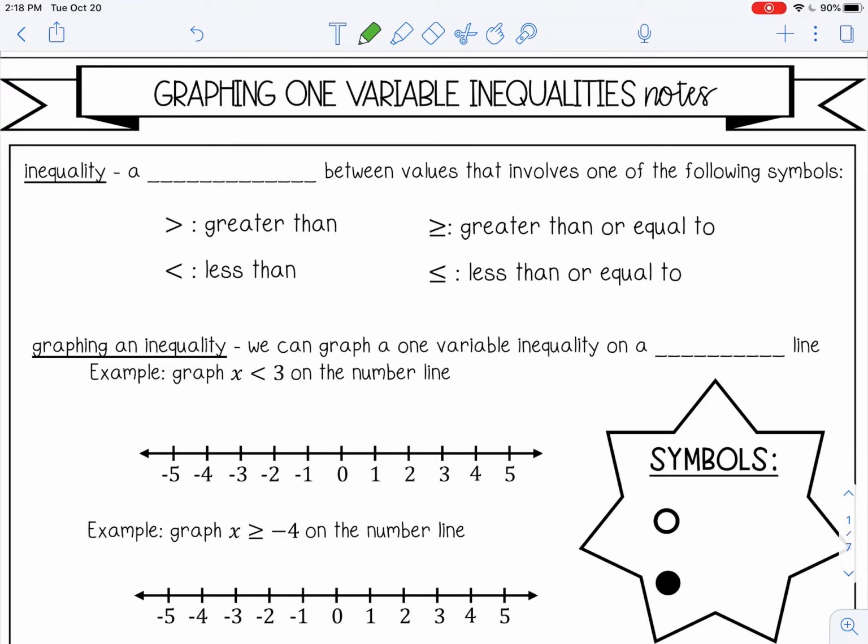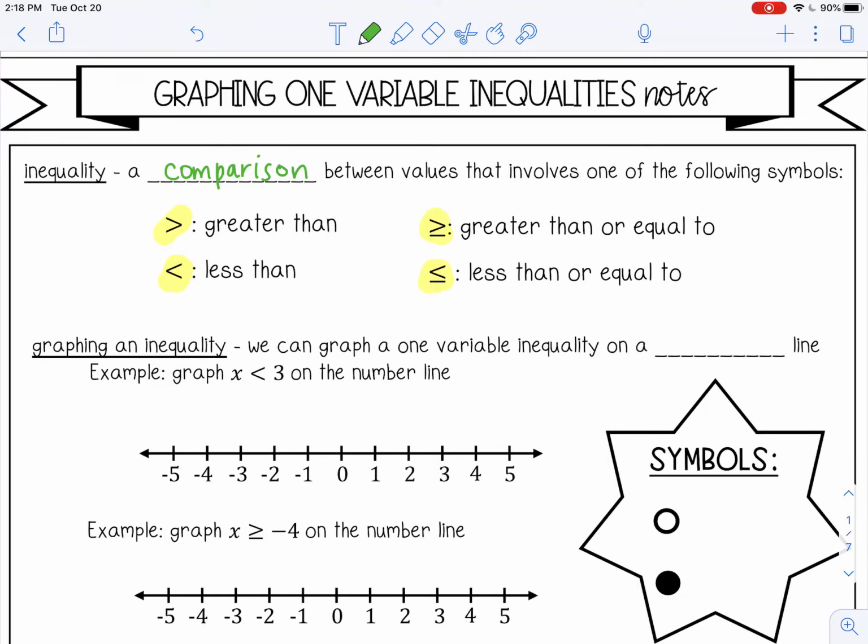Welcome to this lesson on inequalities. An inequality is a comparison between values that uses one of the following symbols: greater than, less than, greater than or equal to, less than or equal to.